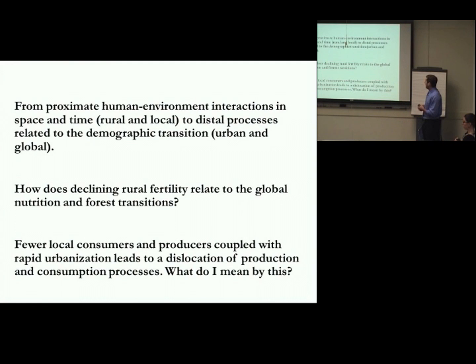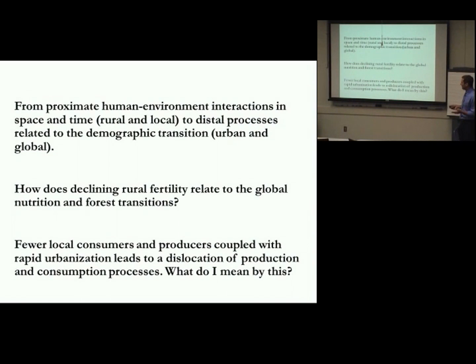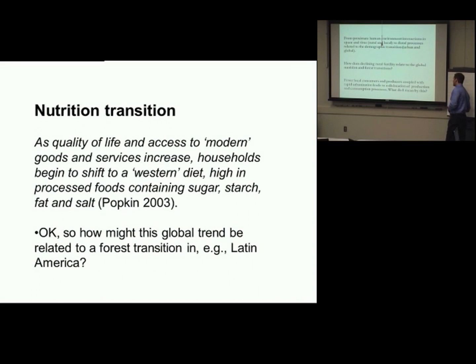Okay, so from proximate human-environment interactions in space and time, rural and local, to distal processes related to demographic transitions, urban and global, how does declining rural fertility, for example, and this last research that I just very glibly went over, relate to the global forest and nutrition transitions? Again, a lot of this is conceptual right now, and I think this is sort of ideas for research agenda. But one big thing that's going on is you have fewer local consumers and producers coupled with rapid urbanization, and this, again, is leading to a dislocation of production and consumption processes.